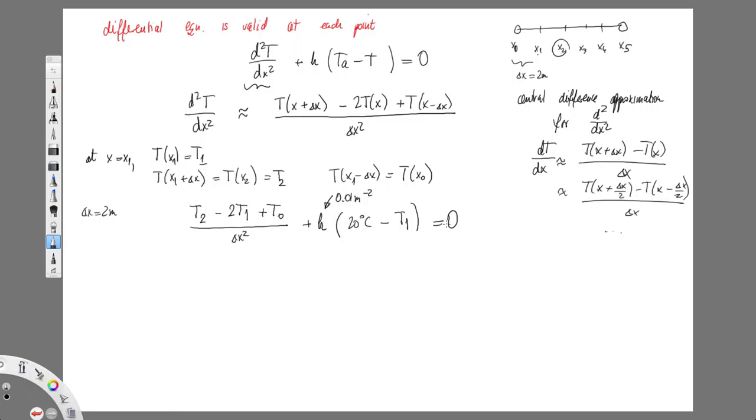That's my differential equation at point x1. So what don't I know in this? I don't know T2, I don't know T1. I do know T0, that's my boundary condition. I know h, and I know 20 here. I should have left it as TA. This is 20, and this is 2 meters squared. T0 I also know, it's 40. So the unknowns are T1 and T2, and the rest are numbers that I already have. So this is a linear equation in T1 and T2, correct?